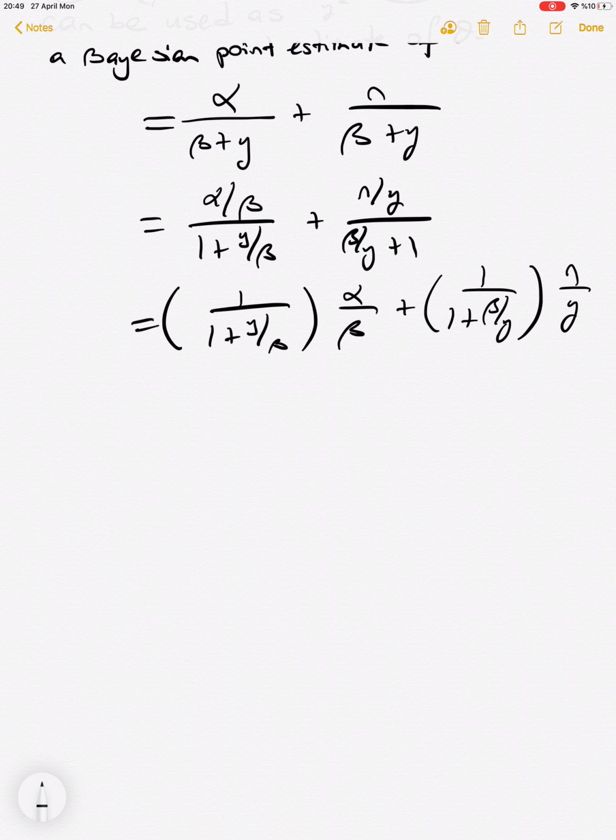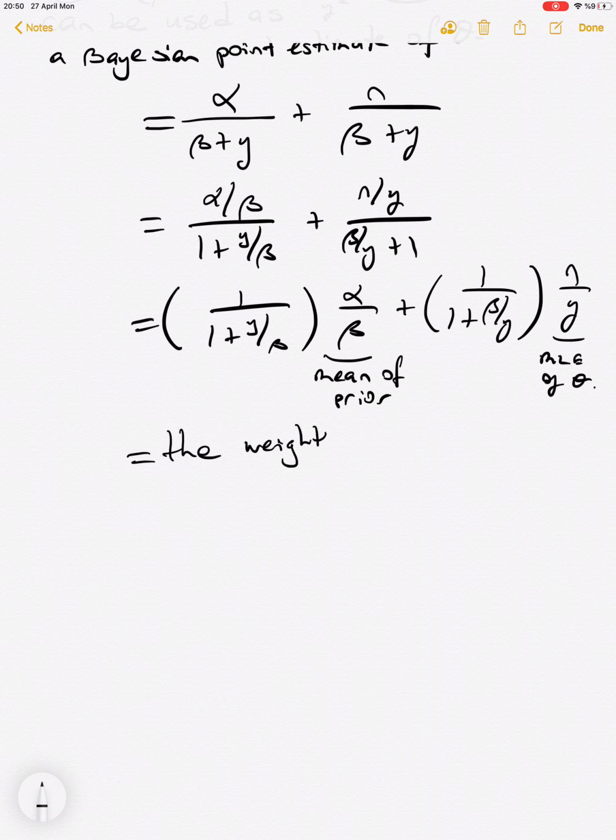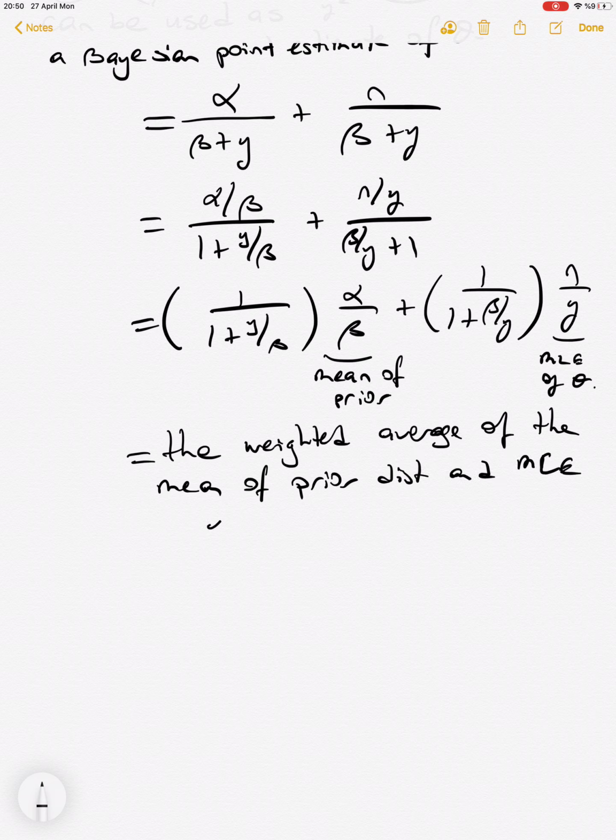Remember, the MLE of theta. So basically, if you look at the Bayesian point estimate, or the expectation of the posterior distribution, what we are getting is the weighted average of the mean of the prior and the MLE of theta.